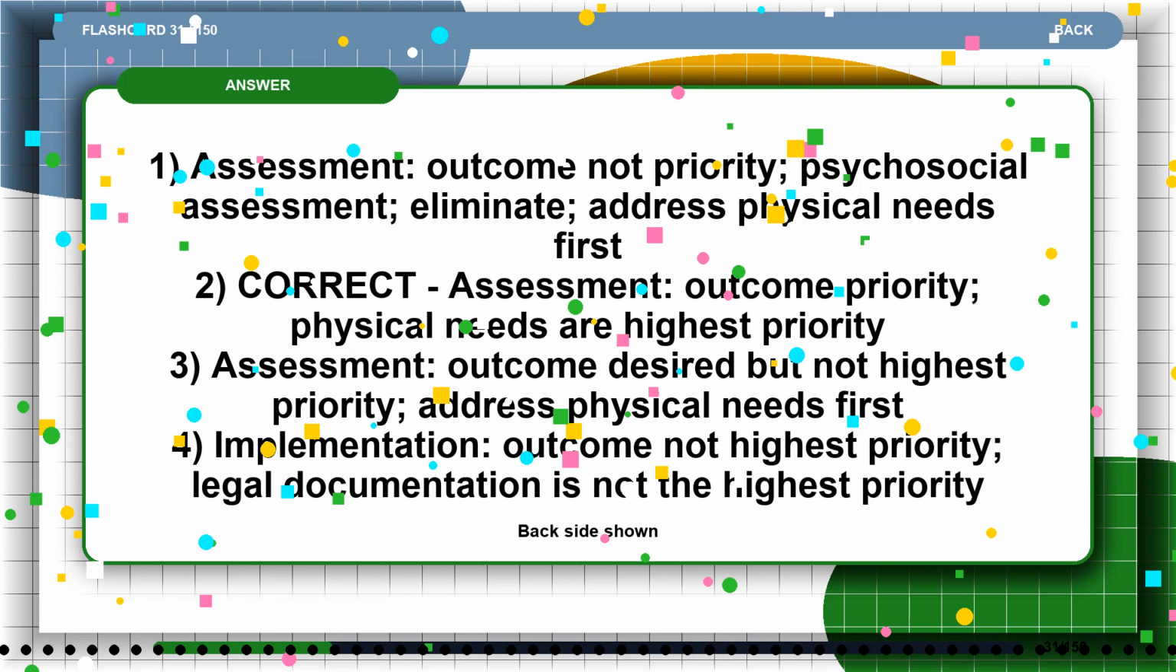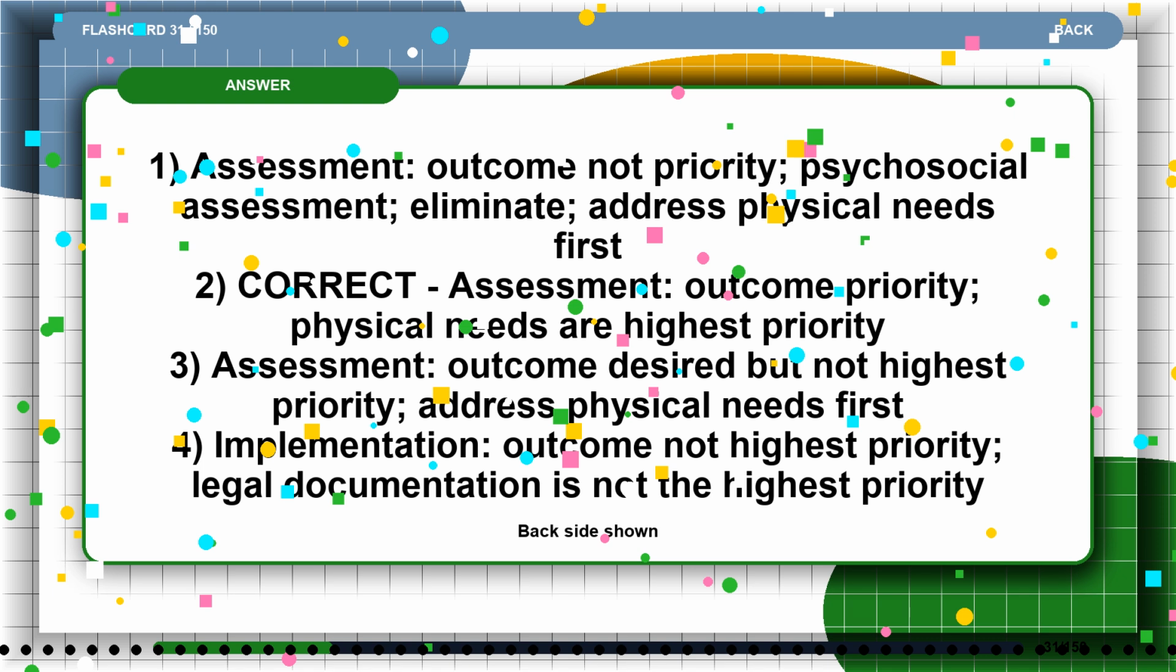The answer is 1. Assessment. Outcome not priority. Psychosocial assessment. Eliminate. Address physical needs first. 2. Correct assessment. Outcome priority. Physical needs are highest priority.